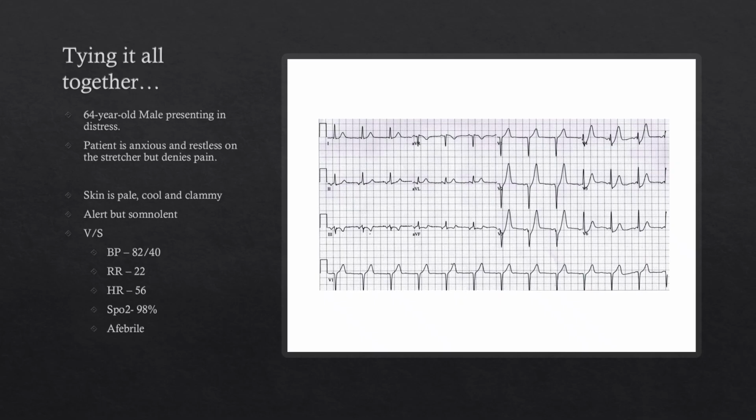And so then I just kind of wanted to end on a scenario, so we're just tying it all together. So I threw an ECG up here and going to put you into a case, and then we're going to work through the diagnosis. Feel free to pause it if you want to look at it more closely as I run through this. So you have a 64-year-old male presenting in distress. Patient's anxious and restless on your stretcher. Skin is pale, cool, clammy. They look ill, kind of altered, and you have some poor vital signs. So blood pressure is hypotensive, patient's slightly bradycardic.